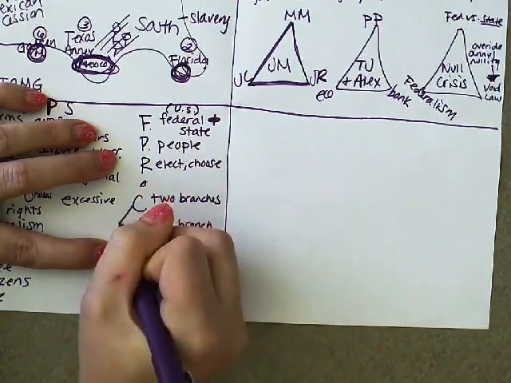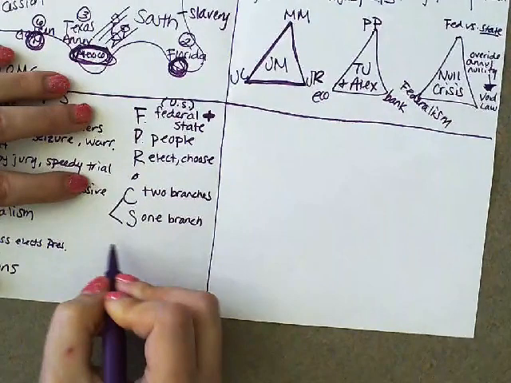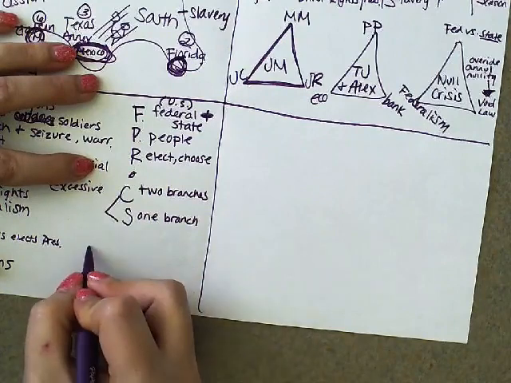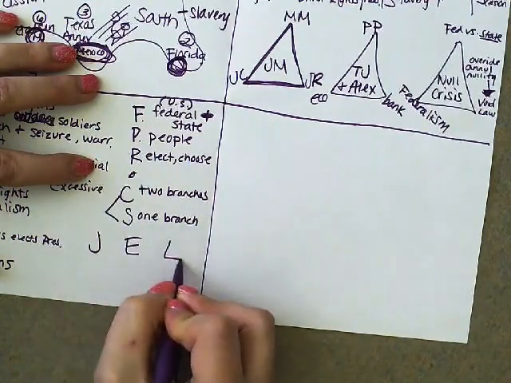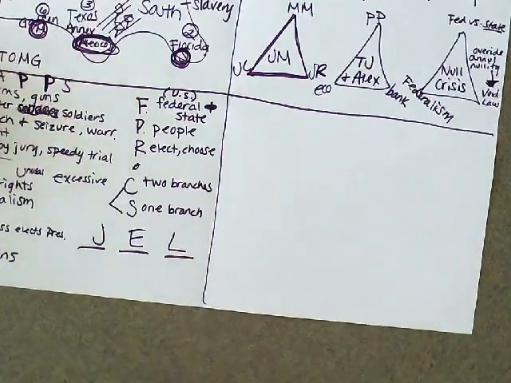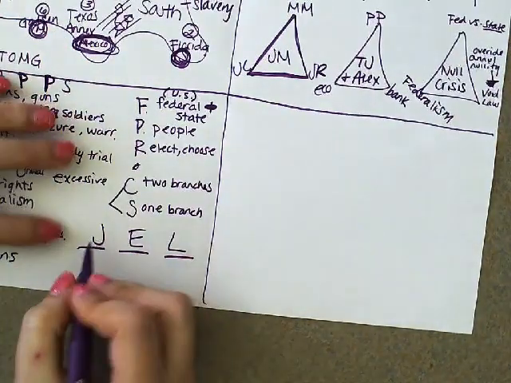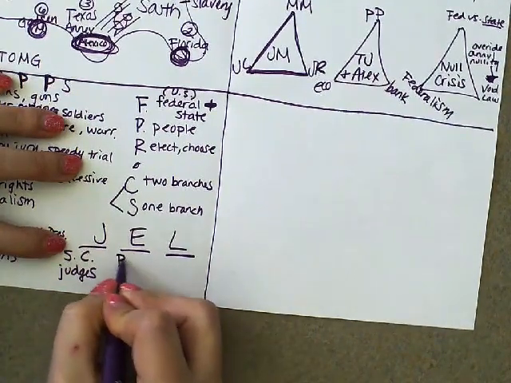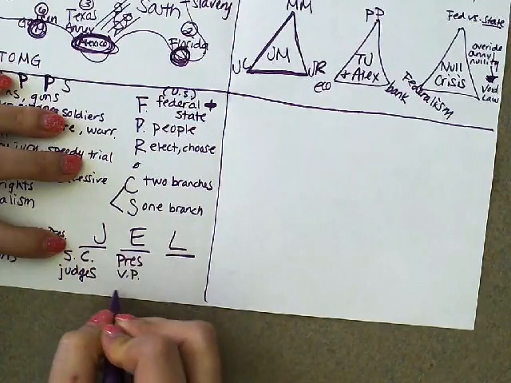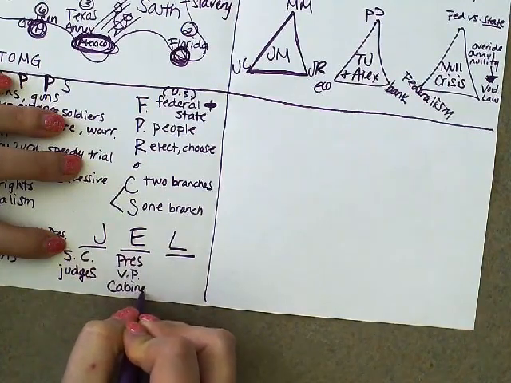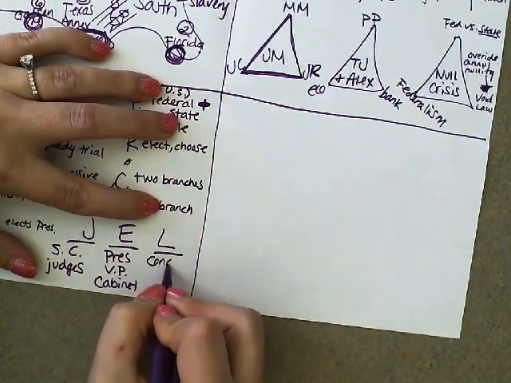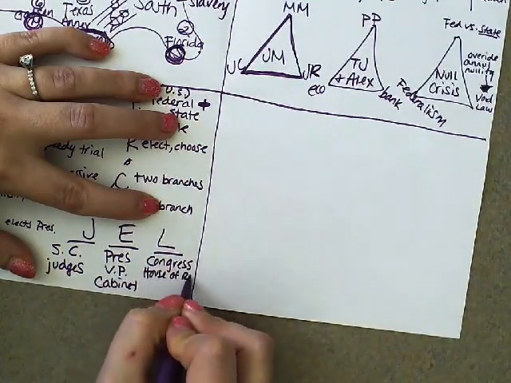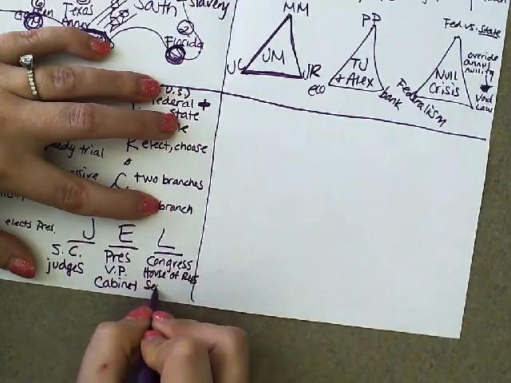And how do we work these 2? We have to go to our little tree. You can draw a tree or a chart, whatever you want. I'll go ahead and do it in a chart form. JEL. I need to know what groups are in each branch. So here I have the Supreme Court and the judges. Executive, I have the pres, vice pres, and his cabinet. And the legislative, I have Congress, the House of Representatives, and I have my Senate.